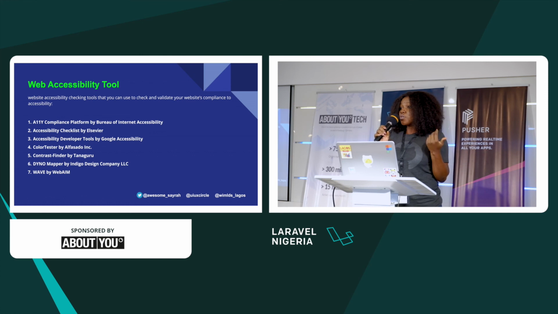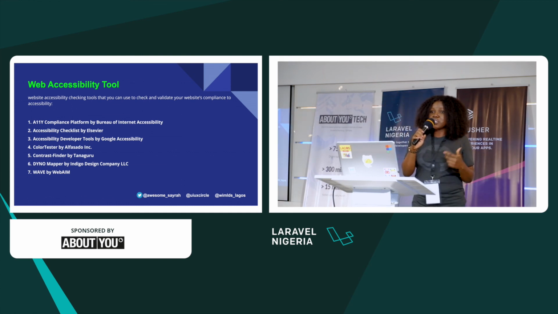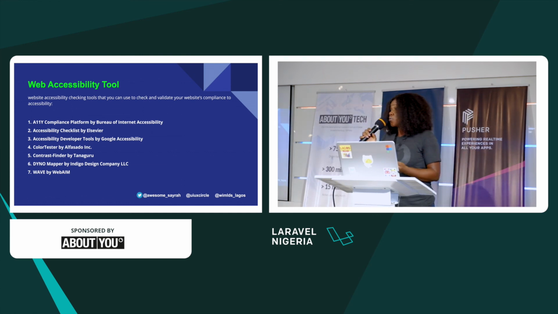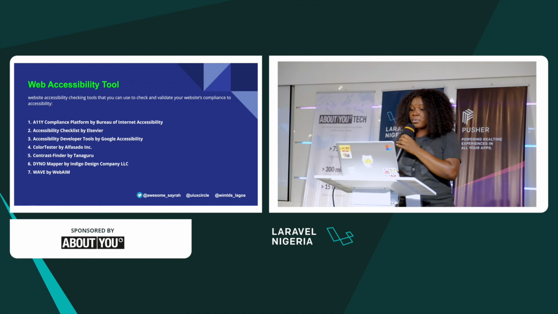After you've done all these considerations on your web apps, how do you now know that, okay, this app I built, someone that is visually impaired or is disabled can use it? There are lots of tools online that you can use to check, and these are some of them you can use to check for different features on your app.